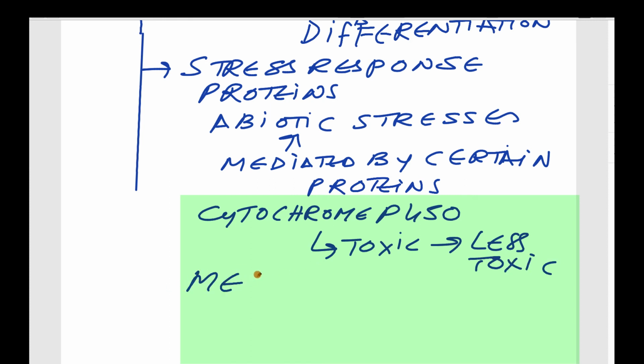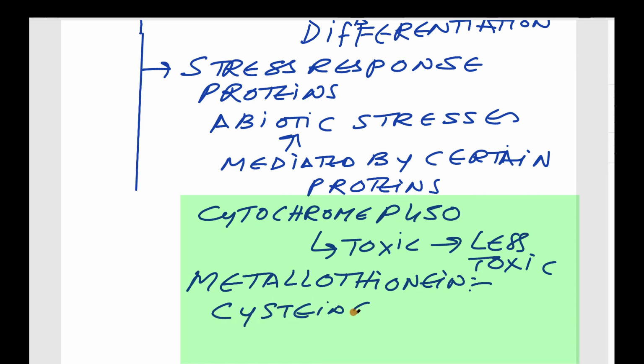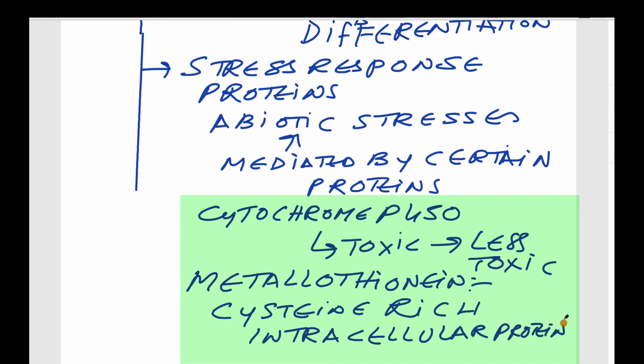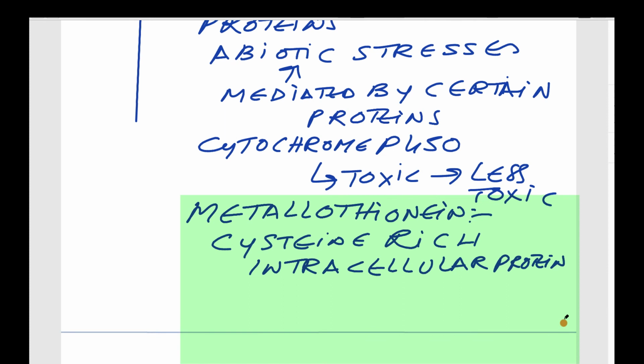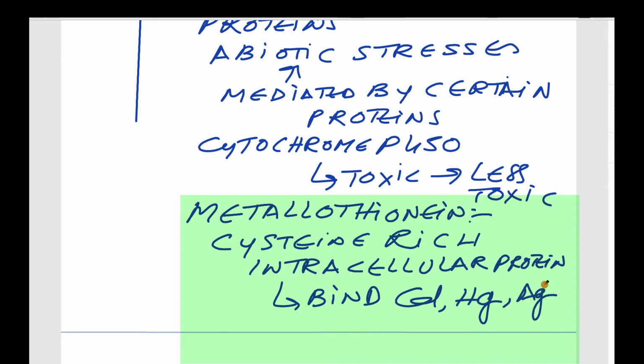Then the metallothioneins are there. They are cysteine-rich intracellular proteins. What do these metallothioneins do? Okay, so what happens? They bind cadmium-like metals, mercury, silver, like heavy metals, which are toxic, and they remove those metals. Due to that, the toxicity is decreased.